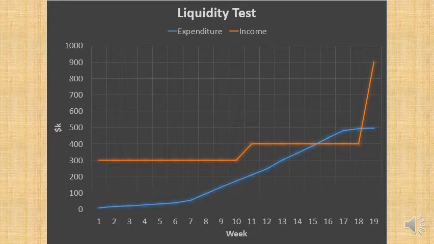Even though the project is very profitable, you can see that you've got the orange line considerably higher than the blue line at the end, and you're making over $100,000 worth of profit. Well, even though that may be the case, between week 15 and week 18, I think, your expenditure is exceeding your capital, and you will not be able to pay your debts. You have failed the liquidity test. That means you cannot do this project. Even though it will be profitable to you, you cannot afford to do it. You will basically go bust.